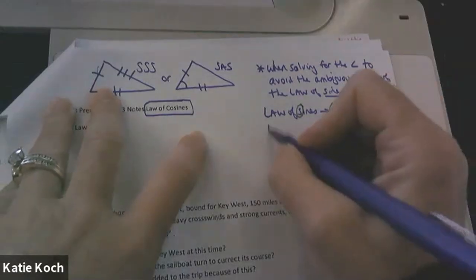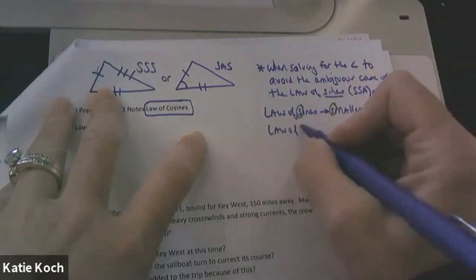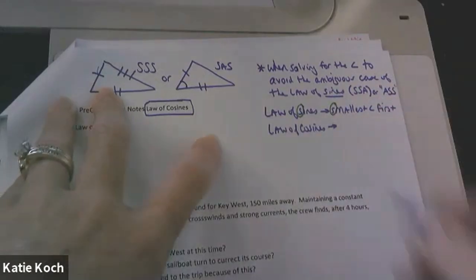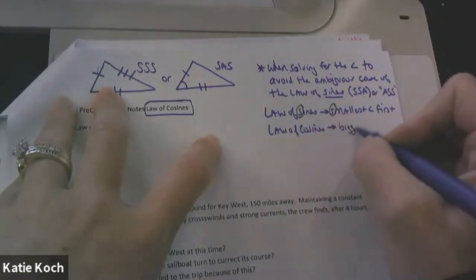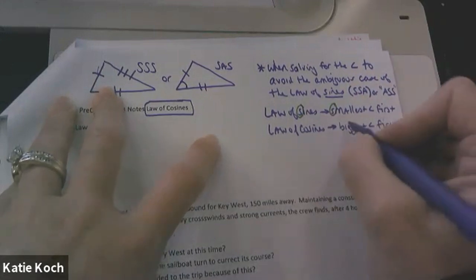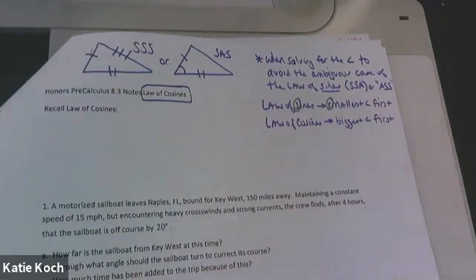Now, if we're using the law of cosines to solve for an angle, we're going to solve for the biggest angle first. And I'll show that to you as well. But sine smallest.